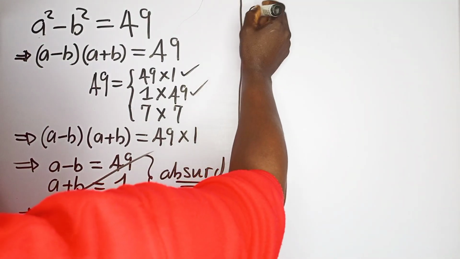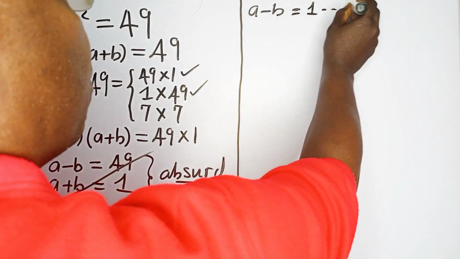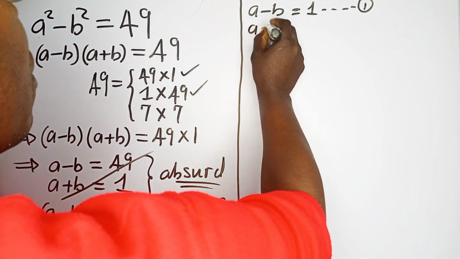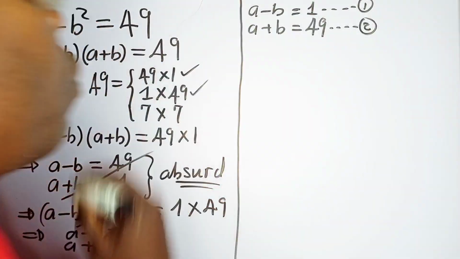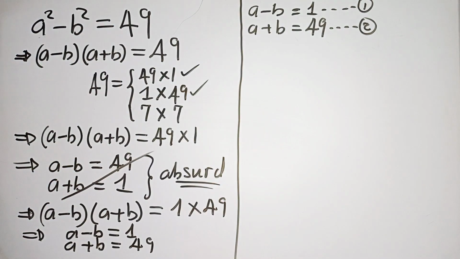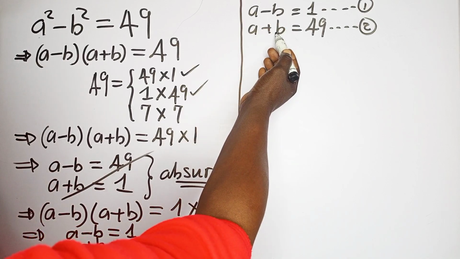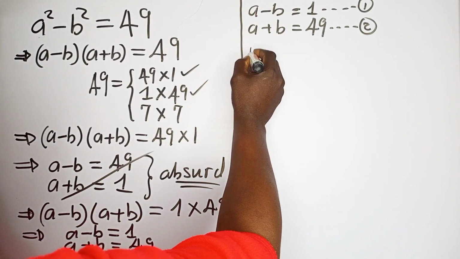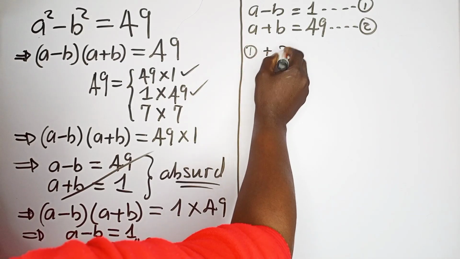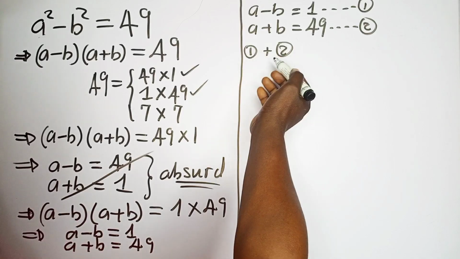Let's call the first equation equation 1, and the second equation 2. So we have these two linear equations to solve simultaneously. The coefficient of b here is -1, and the coefficient of b here is +1. So we can eliminate b by simply adding the two equations. So we say 1 plus 2. Remember, this means equation 1, this means equation 2. So we're adding the two equations.